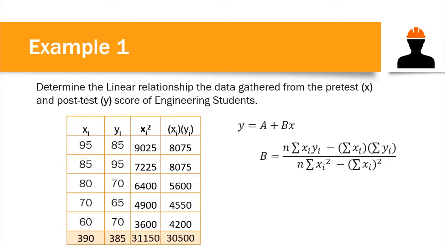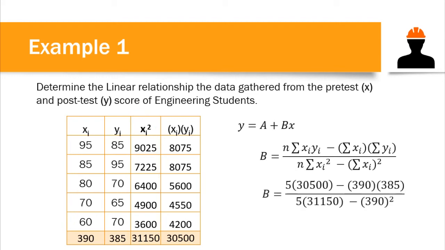So then we sum up all the values of x, so we have 390. We sum up all the values of y, so we have 385. We sum up all the values of x squared, so we have 31,150, and we sum up all the products of x and y, we have 30,500. So we substitute these values to our formula.